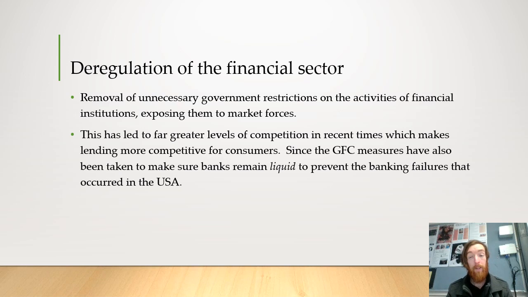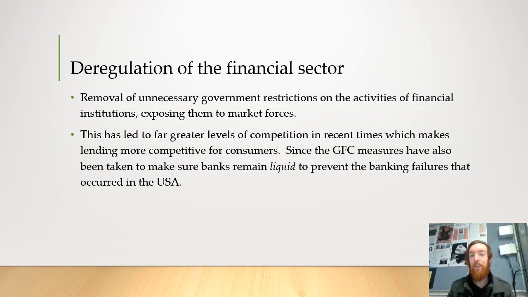This has led to far greater levels of competition in recent times, which makes lending more competitive for consumers. If you spoke to your parents or your parents' parents, the interest rates were way higher on home loans and debt 20, 30 years ago than they are now. But on the flip side, the price of houses is exponentially higher. So we're not actually that much better off, or in a lot of cases, we're worse off.